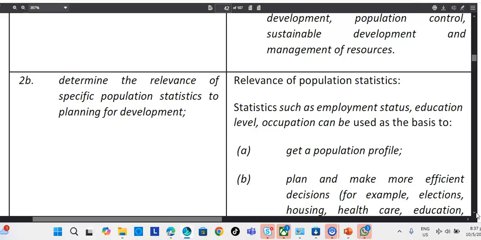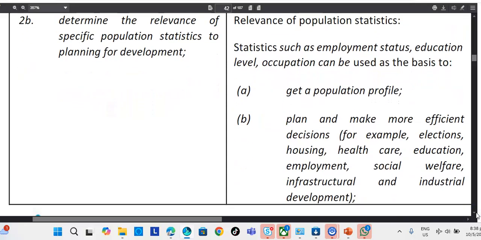Statistics such as employment status, education level, occupation. So whenever we have the census workers come into your houses to ask you about employment status, how many people in your household are working, how many are unemployed, how many are underemployed, what is the education level of different individuals living in your house, what are their occupations, why do they need this information? Well, they need the information to get a population profile. They need the information to plan and make more efficient decisions.